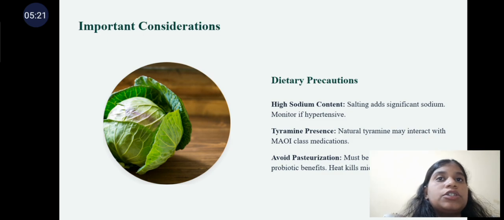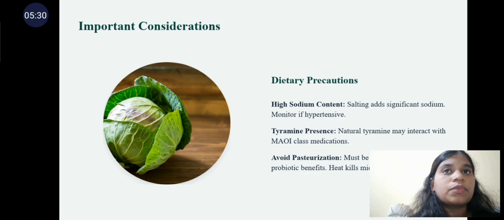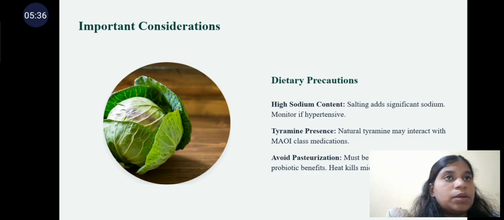Importance and considerations. Although sauerkraut has many benefits, some precautions should be considered because salt is used during preparation. It contains a high amount of sodium. People with high blood pressure should consume it moderately.